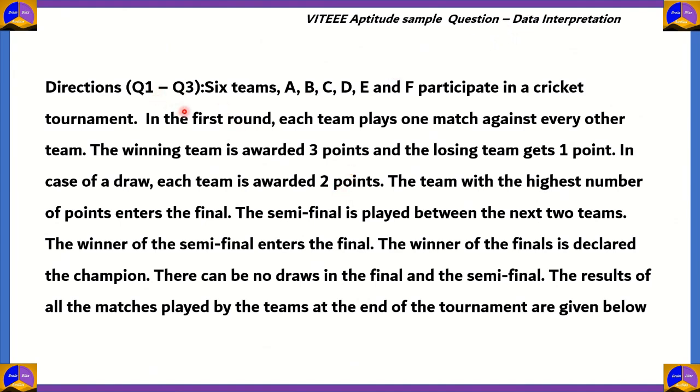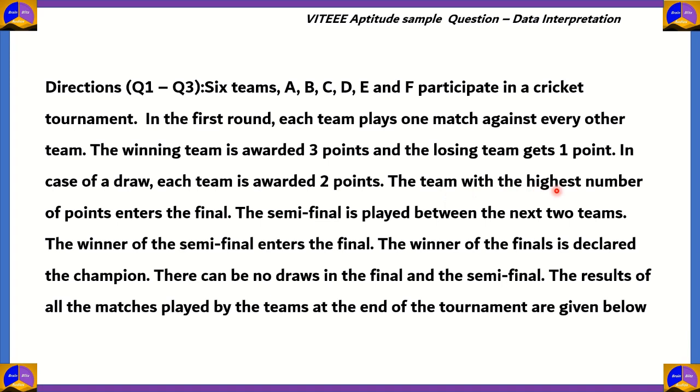The first three questions of this episode are based on data interpretation. So here are the directions for the first three questions. 6 teams, A, B, C, D, E, and F, participate in a cricket tournament. In the first round, each team plays one match against every other team. The winning team is awarded 3 points and the losing team gets 1 point. In the case of a draw, each team is awarded 2 points.